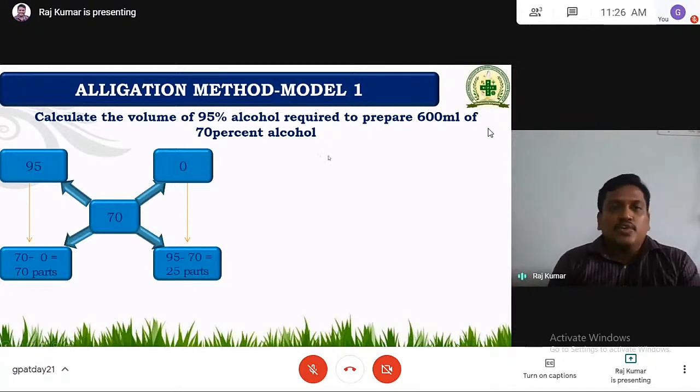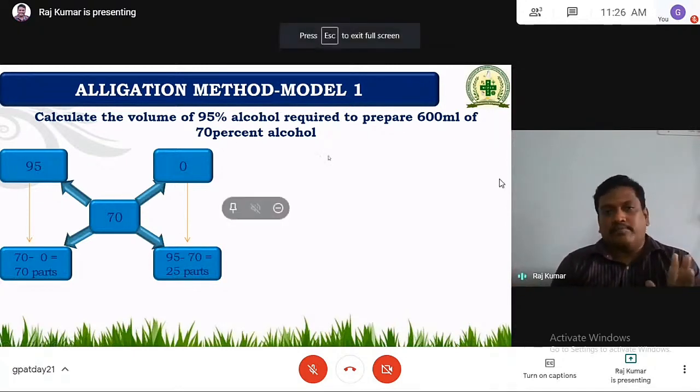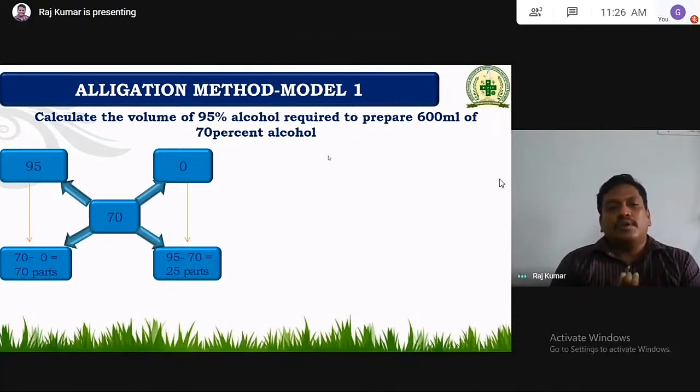Here, the important thing is you have to understand the question properly first. Then only you will do the answer easily. If you are unable to understand the question properly, then you will make some mistakes. So what is the question? Calculate the volume of 95% alcohol required to prepare 600 ml of 70% alcohol.